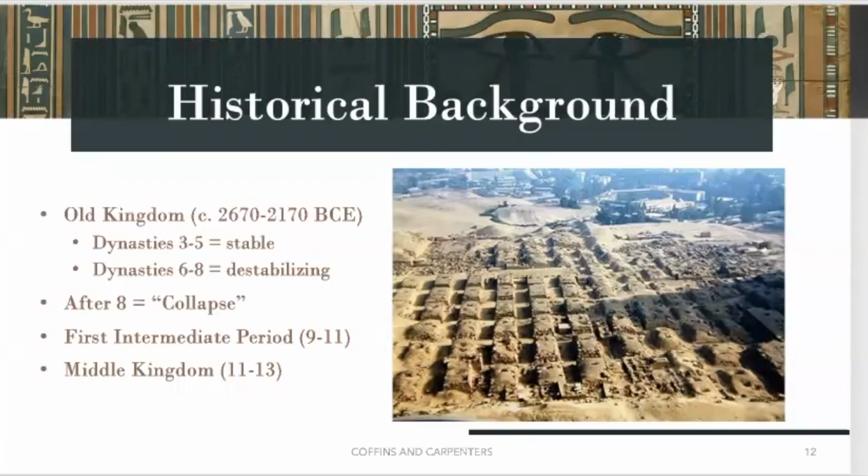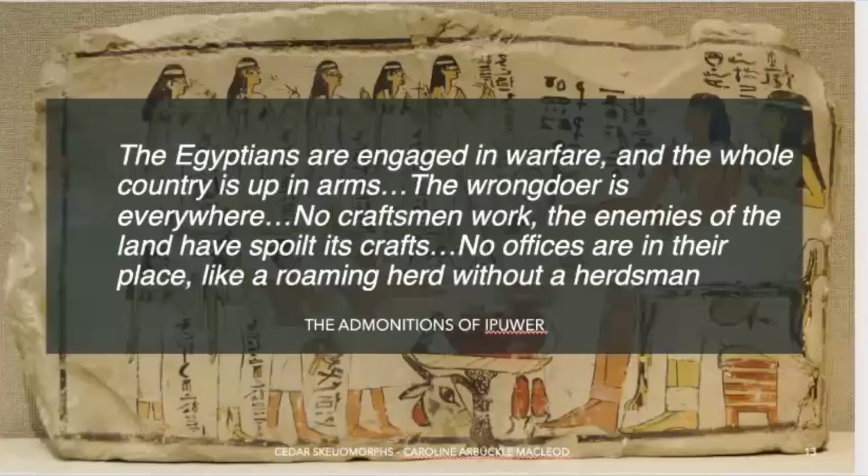Power was now divided between kings in the north and the south, and then those provincial mayors start to be seen as leaders in their own right. This time is what Egyptologists refer to as the First Intermediate Period, and in the Egyptian literary tradition, it's seen as a time of complete chaos.